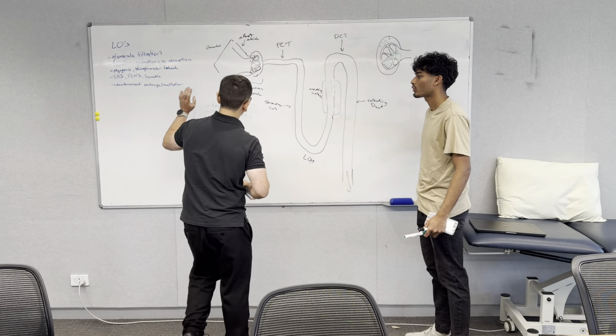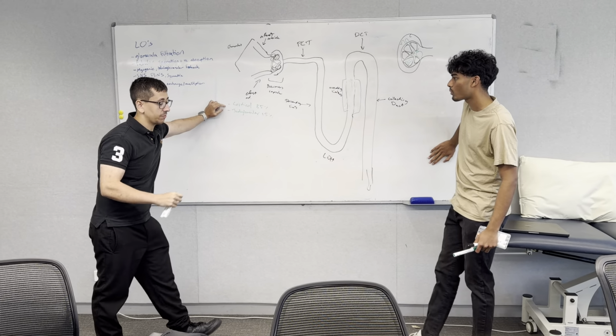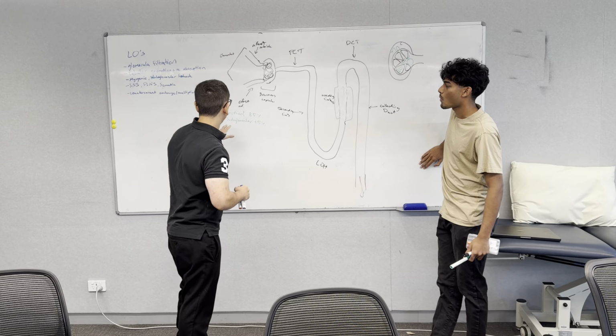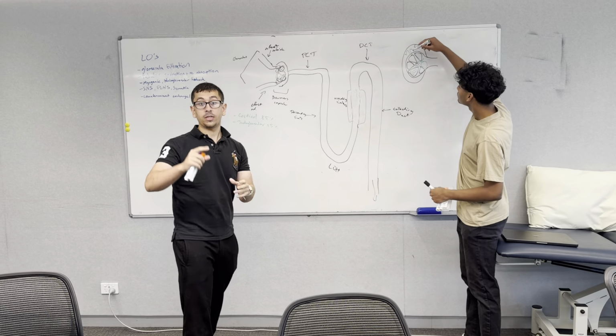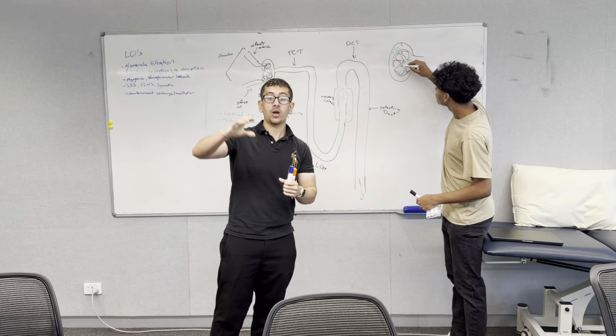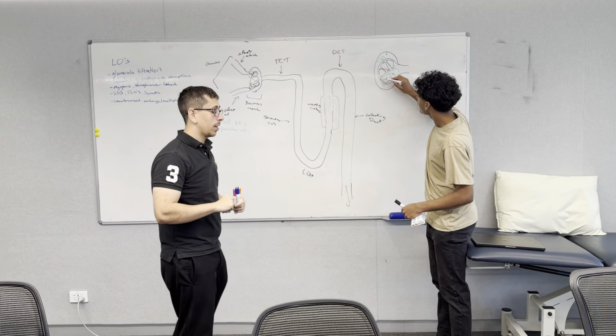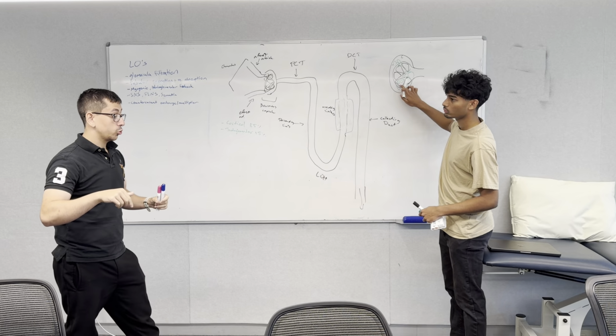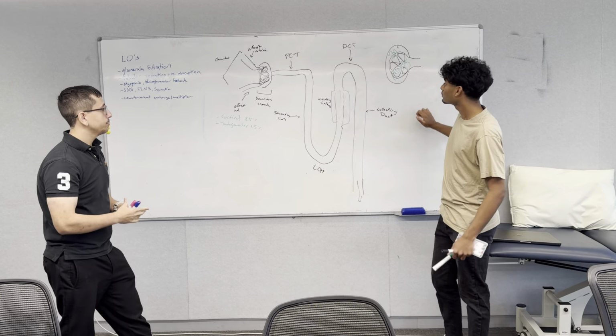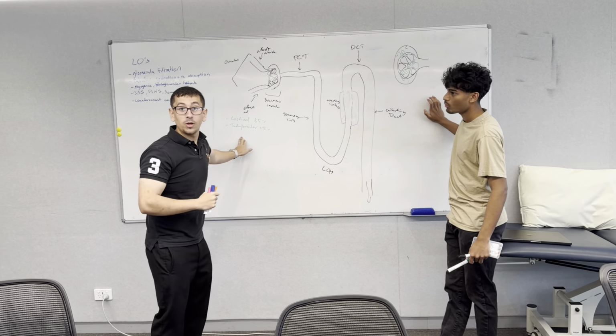So I just want to add, your cortical nephrons have a short loop of Henle, whereas your juxtaglomerular nephrons have a long loop of Henle that goes all the way from the junction between the cortex and the medulla, all the way to the bottom of the medulla. That's how you have a long loop of Henle.